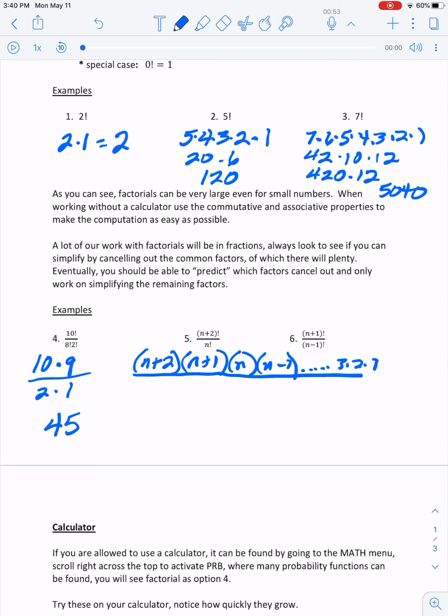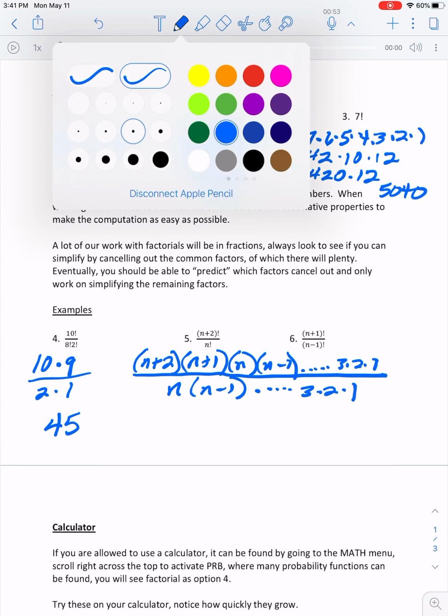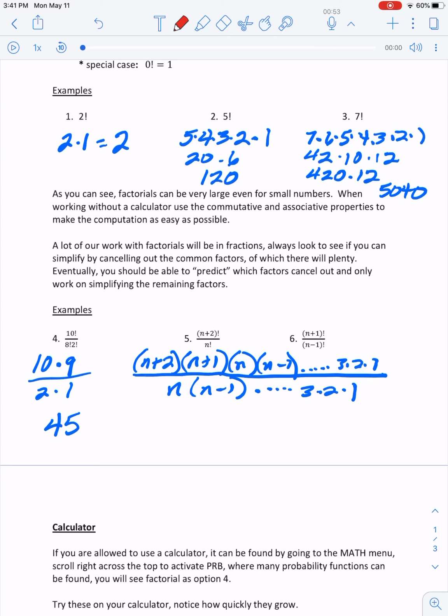Well, n factorial in the denominator is obviously n times n minus 1 times and so on, all the way down to 3 times 2 times 1. So kind of like how the 8 and everything below canceled out over here, you could say that this n would cancel, this n minus 1 would cancel, and so would everything in between all the way down to the 3, 2, and the 1. And all you'd be left with is n plus 2 times n plus 1, which of course is n squared plus 3n plus 2. And again, you'd always want to simplify it, not leave it in factored form.